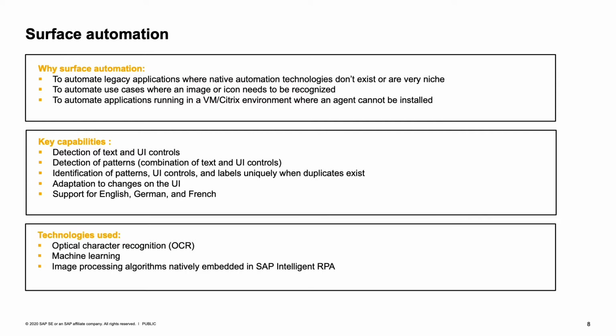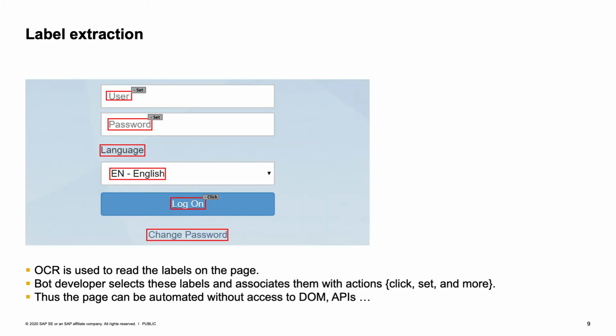And how does this all work? What are the technologies that we use? So we are using a combination of optical character recognition or OCR. We are using machine learning. And of course, we are also using some image processing algorithms. And these are all natively embedded into our product, SAP Intelligent RPA. So now let's go into more details.